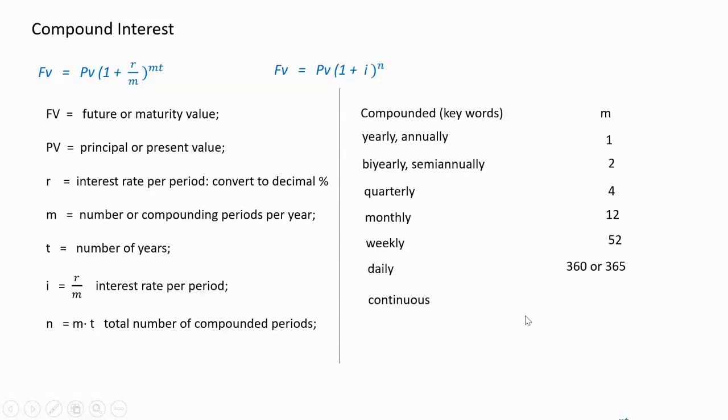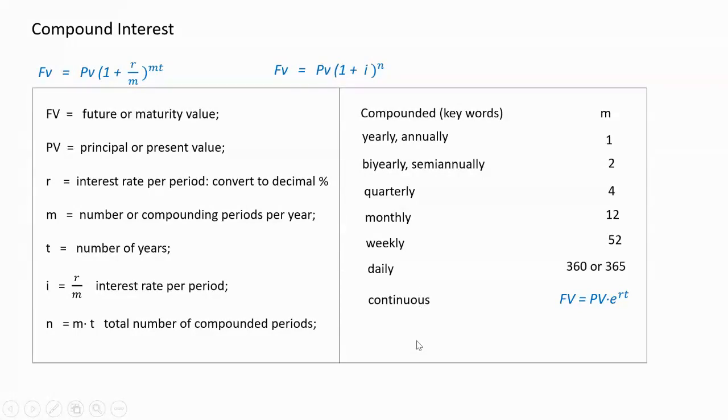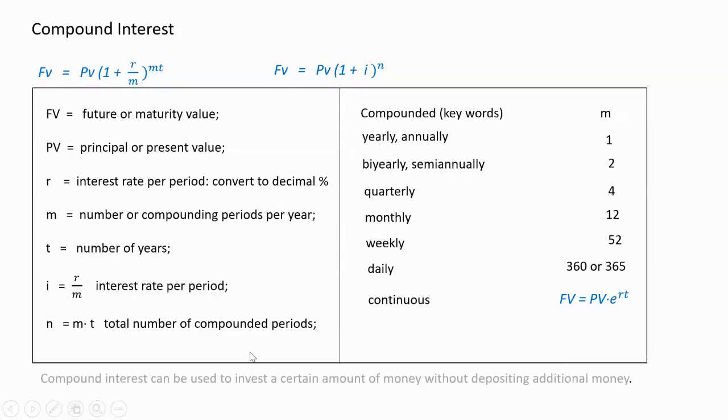And continuous, it's a totally different formula. Okay, I believe I'm going to give you 2 examples of using this formula, and then 1 example of continuous. Now compound interest can be used to invest a certain amount of money without depositing additional money.